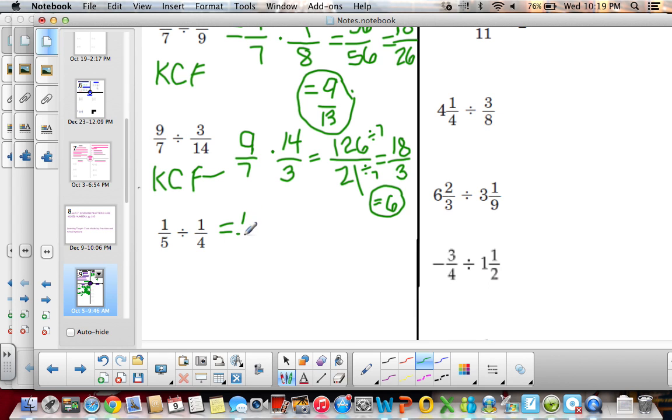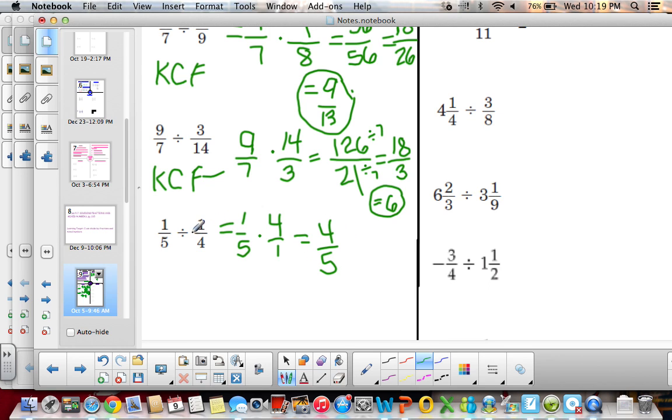So we have 1/5. We're going to change it to multiplication and then we're going to flip. So we have times 4 over 1. 1 times 4 is 4. And 5 times 1 is 5. So notice that we're starting with 1/5 and we're dividing by 1/4. So we're dividing by a fraction and we are actually getting a bigger fraction.